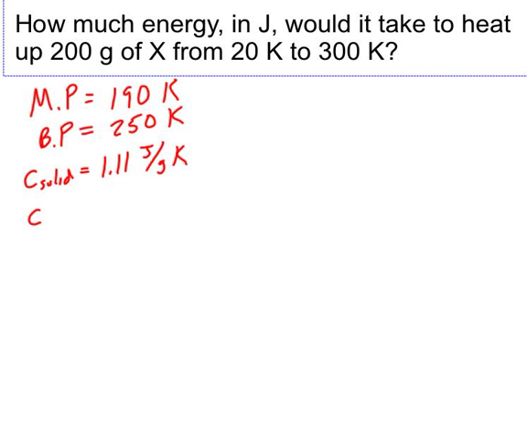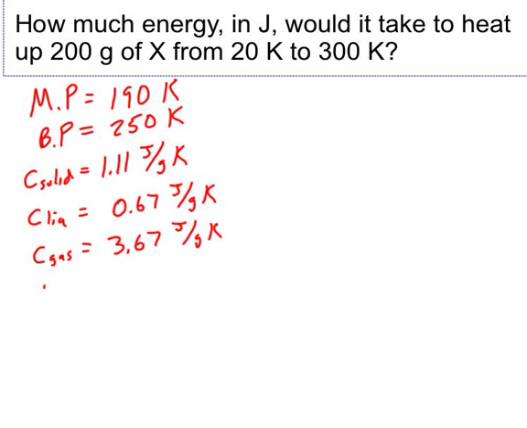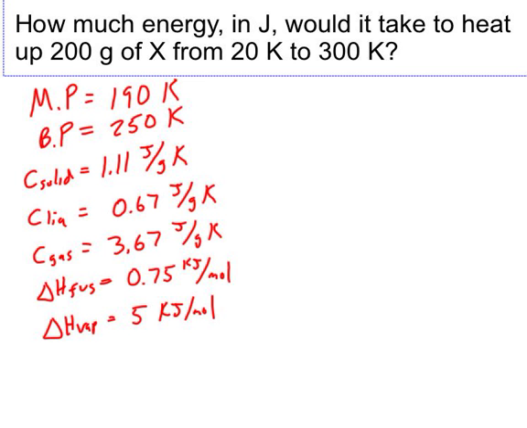The specific heat of the liquid is 0.67 joules per gram Kelvin. The specific heat of the gas is 3.67 joules per gram Kelvin. We've also established that the heat of fusion is 0.75 kilojoules per mole, and that the heat of vaporization is 5 kilojoules per mole. If you haven't figured out how these values were reached, you need to go back and look at those, but these are essential to doing this problem.